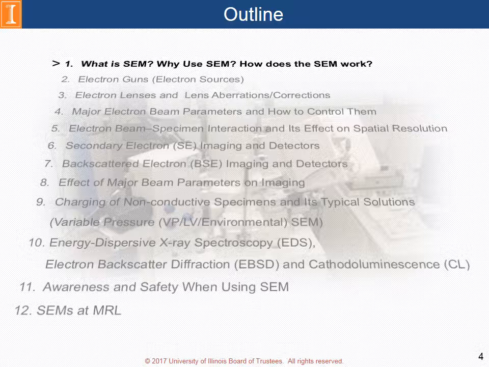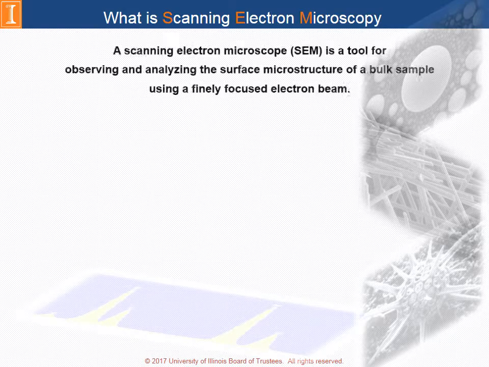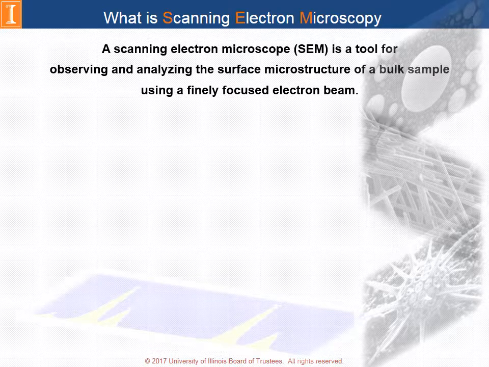First topic: what is SEM? Why do we want to use SEM? And how the SEM works. SEM is the abbreviation of scanning electron microscopy. It is a tool for observing and analyzing the surface microstructure of a bulk sample using a finely focused electron beam.